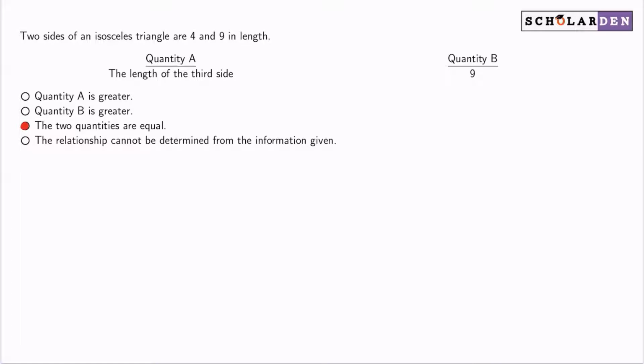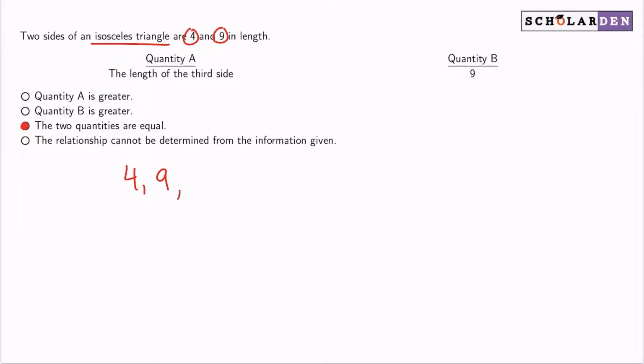Now, if you're watching these videos in order, you would have noticed that the last question was you could not determine the relationship. Here, this is different because of the following. So we have an isosceles triangle, and we have two sides that are 4 and 9. Quantity A is the length of the third side.